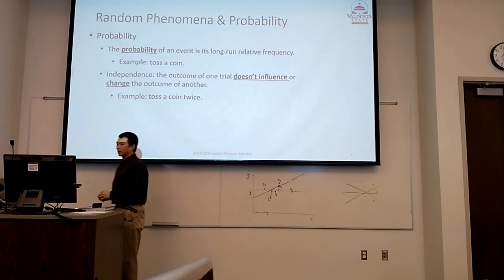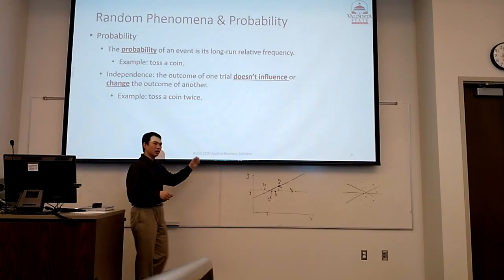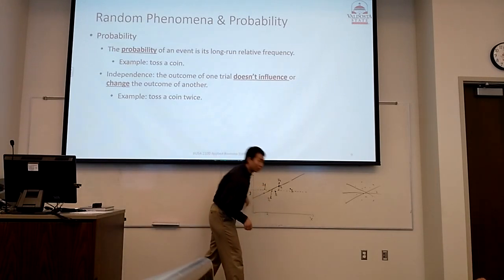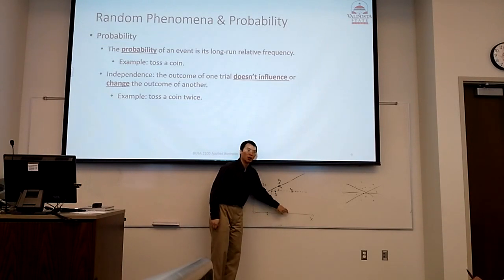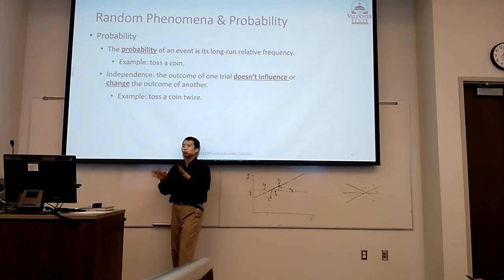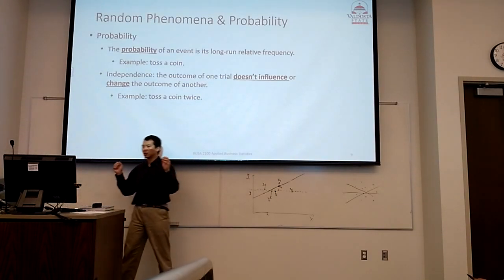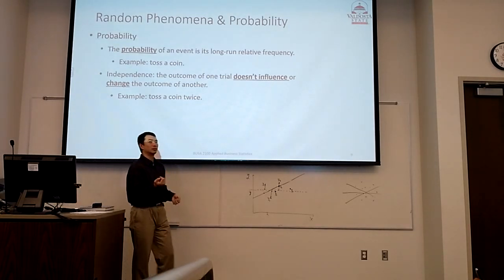Then the independence. Okay? So we briefly talked about this term in the last chapter. When we talk about two variables, if the change of the value in one variable does not affect the value of the other variable, that means those two variables are independent. But here, we use a similar concept, but we apply that to different trials. So the outcome of one trial does not influence or change the outcome of another.